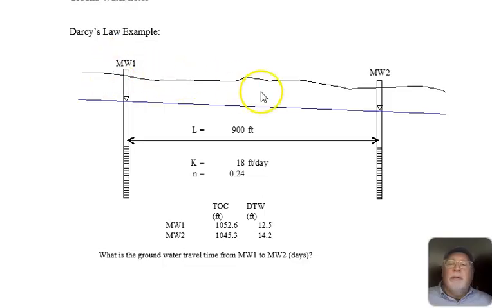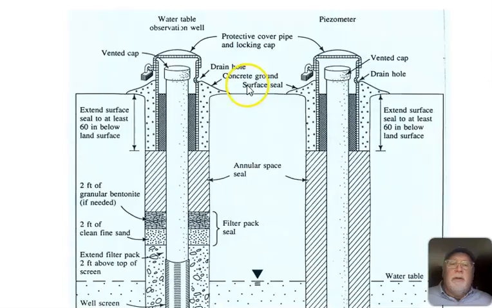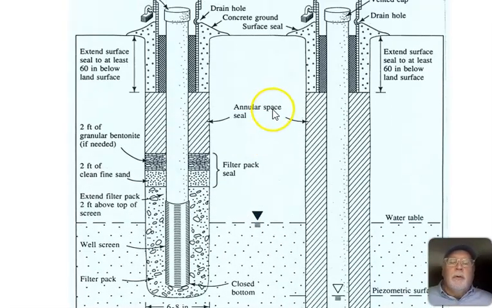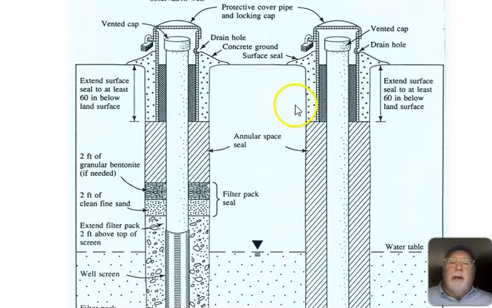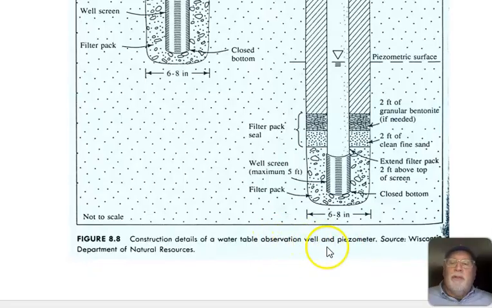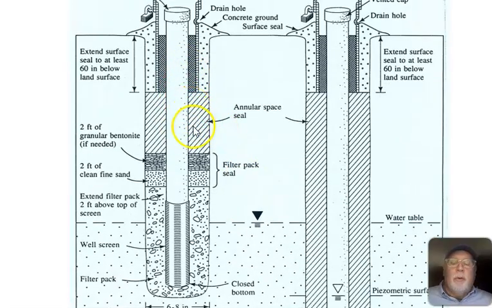So I'm drawing these wells here. I'm going to show you just for a second what a well looks like. I copied this into your notes. This shows a couple of monitoring wells. I worked in underground storage tank cleanup for a consulting firm for a while, and these are like the monitoring wells we would put in at gas stations. This first one they call a water table observation well and piezometer. Piezometer means pressure meter. They're put in to know where the water is.